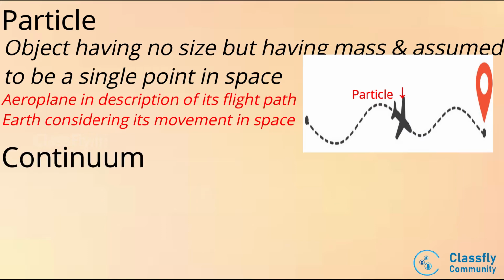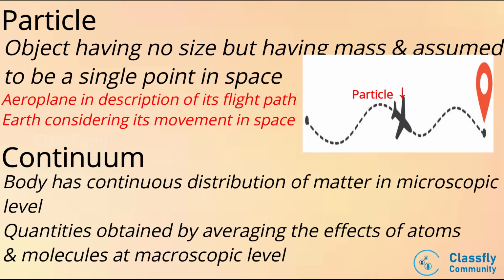Continuum. Well, a body is assumed to consist of continuous distribution of matter. This distribution will be in the form of atoms and molecules. Hence, the physical quantities which are obtained by averaging the effects of these molecules and atoms at a macroscopic level for a body is treated as a continuum.